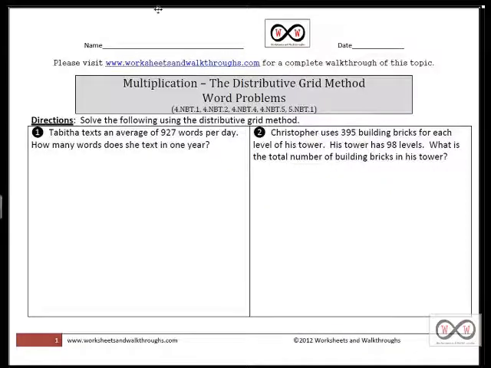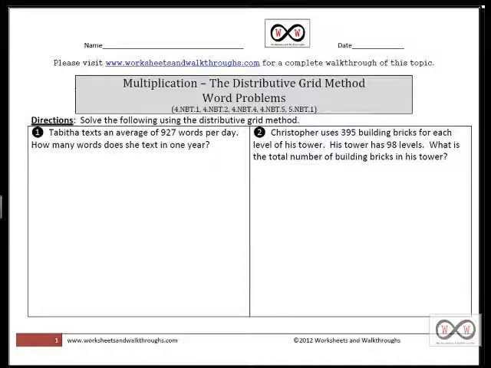We'll be looking at this worksheet. You can go to worksheetsandwalkthroughs.com to print out a copy for yourself. You can find it under our multiplication videos section, and it's entitled the Distributive Grid Method Word Problems. And we have 2 problems, and here are the directions. Solve the following using the Distributive Grid Method.